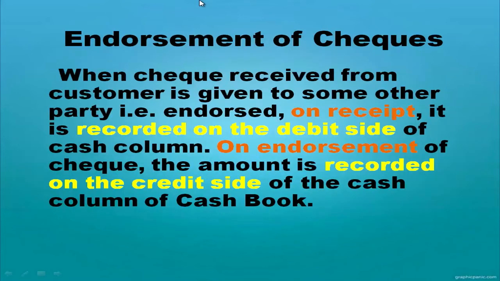Endorsement of checks. When a check received from a customer is given to another party, that is known as endorsement. That is, the check is endorsed. On receipt of that check, it is recorded on the debit side of the cash column. On endorsement of the check, the amount is recorded on the credit side of the cash column of the cash book.